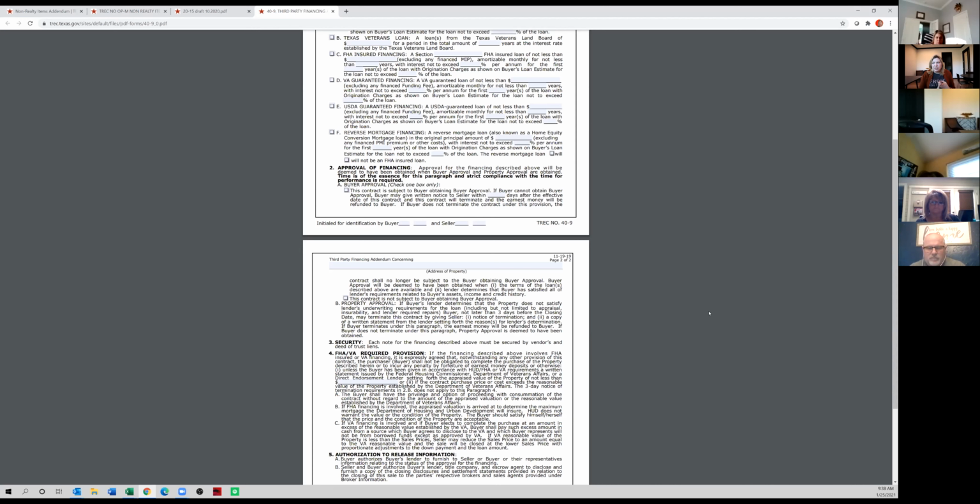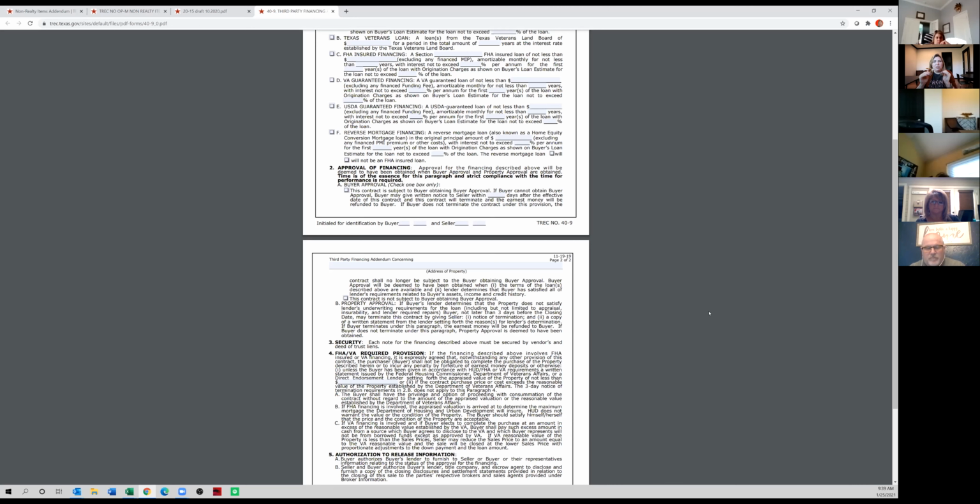If buyer's lender determines that the property does not satisfy lender's underwriting requirements for the loan, including but not limited to the appraisal, insurability, and lender required repairs, buyer not later than 3 days before the closing date, which again, remember, time is of the essence here, so they've got to know 3 days before, may terminate this contract by giving seller notice of termination and a copy of a written statement from the lender setting forth the reason or reasons for lender's determination. If buyer terminates under this paragraph, the earnest money will be refunded to the buyer. If buyer does not terminate under this paragraph, property approval is deemed to have been obtained.